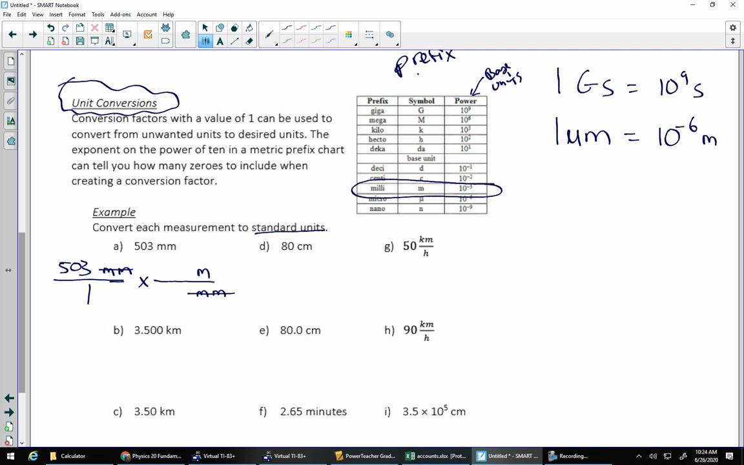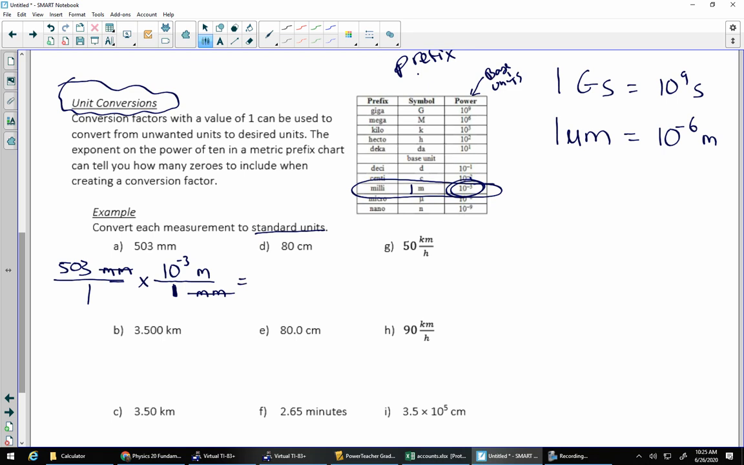So remember, one thing with the prefix is equal to this many base units. So the 1 will always go with the prefix. In this case, it's on the bottom. The next one, it might not be. The 1 goes with the prefix, and then what that means is 10 to the negative 3 is that many base units. So in other words, 10 to the negative 3 meters is equal to 1 millimeter.